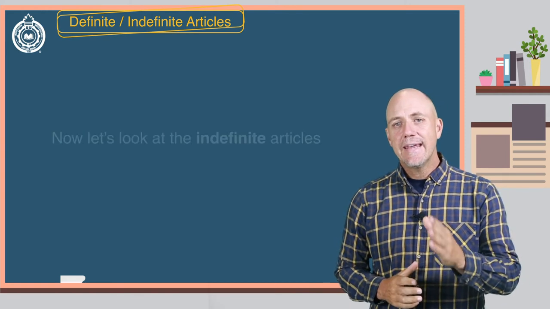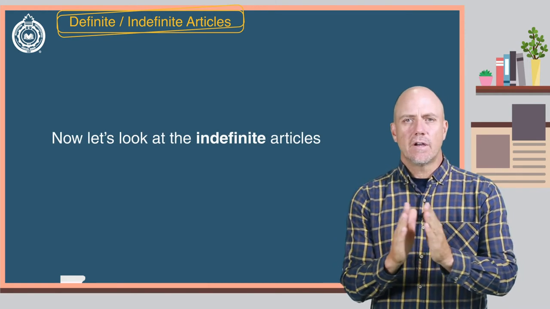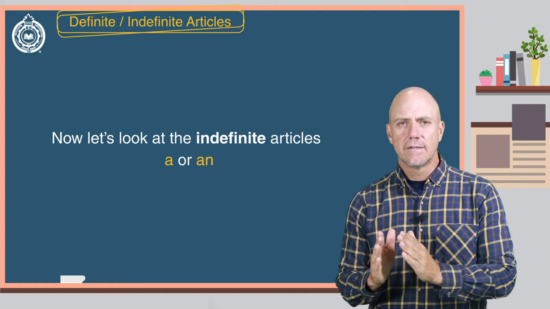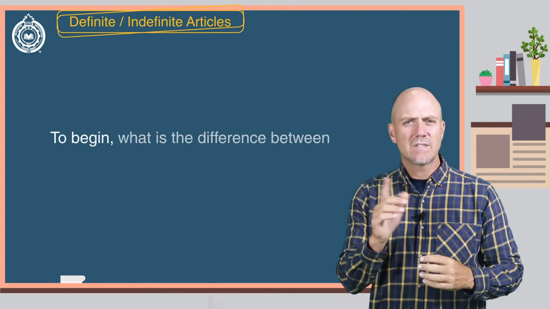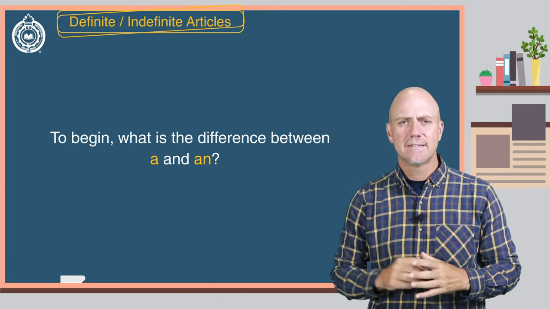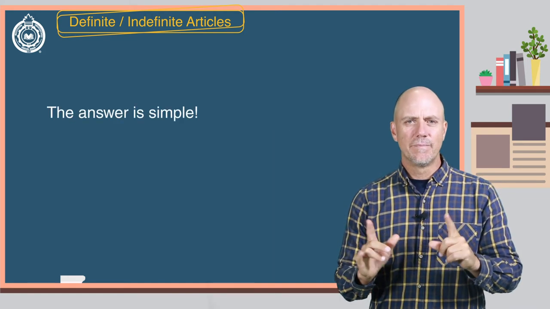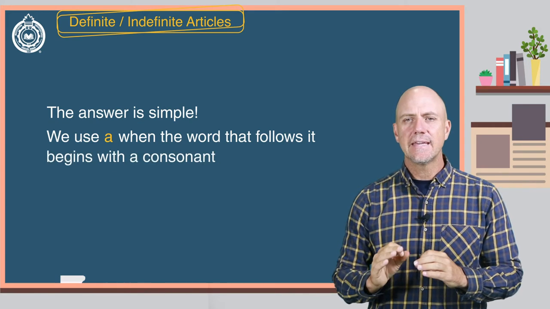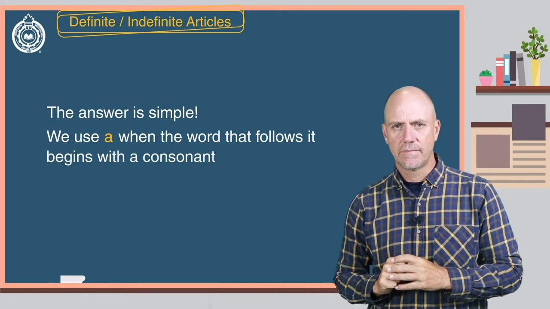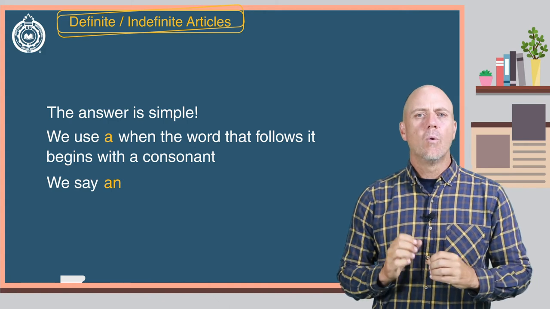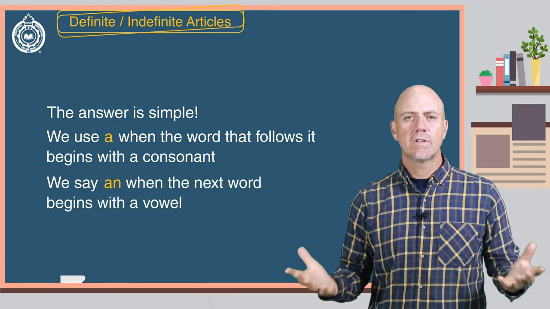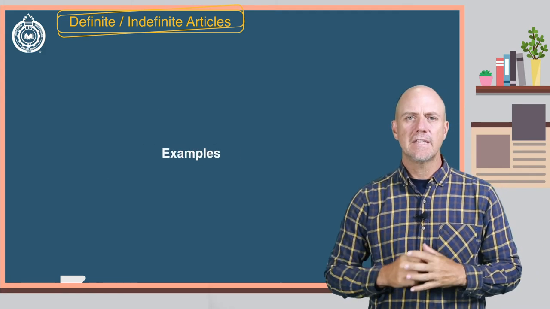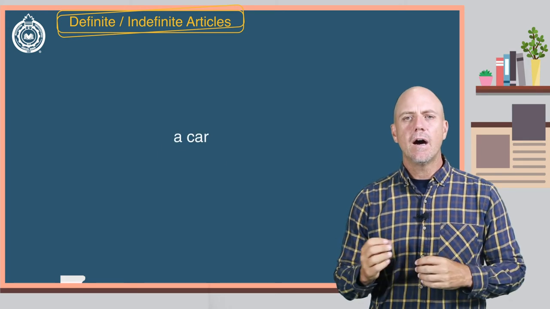Okay, now let's look at the indefinite articles, a or an. To begin, what's the difference between a and an? The answer is simple. We use a when the word that follows it begins with a consonant. We say an when the next word begins with a vowel. Here are some examples. A car, an animal.